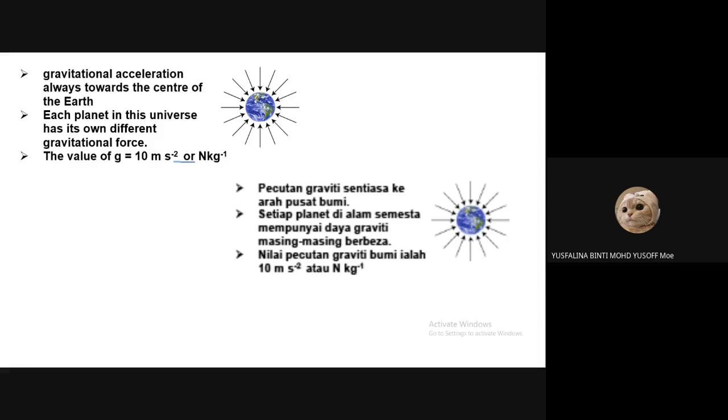So what does it mean by Newton per kg, N kg^-1? That means for 1 kg of an object, there is a 1 Newton force acting on it. So let's say 1 kg, 1 Newton. If you are 10 kg, it means the force acting on you is 10 Newton. Yeah, 10 kg, 10 Newton.